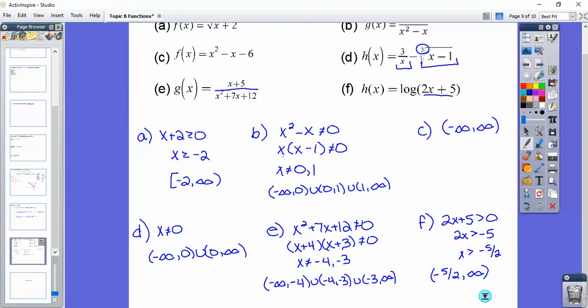So that is the end of this section. You have the rest of time to work on that handout, which is due tomorrow.